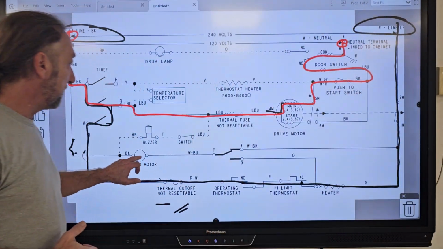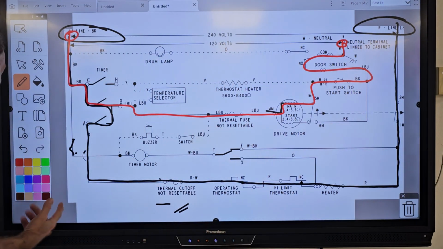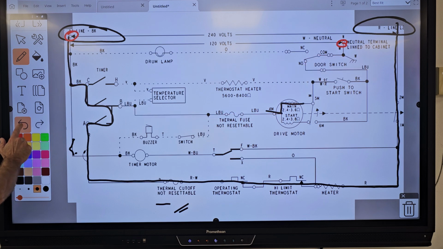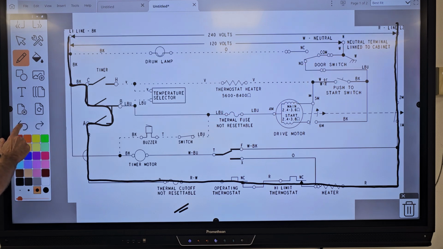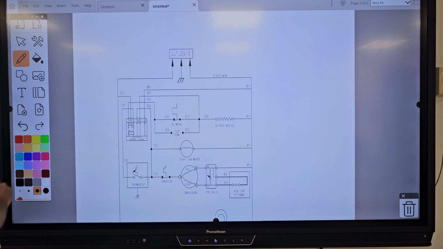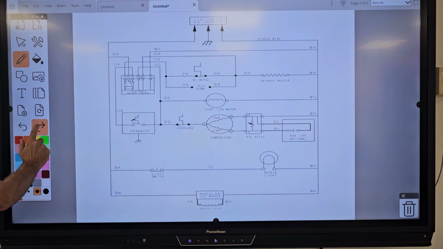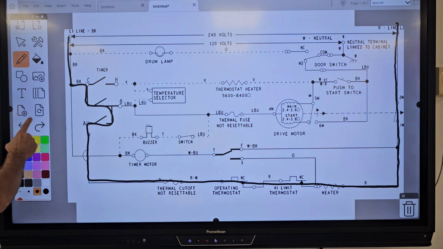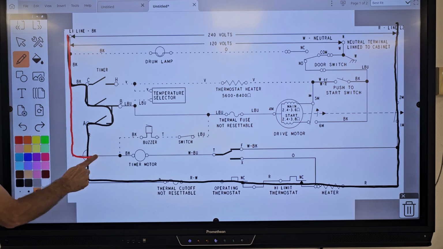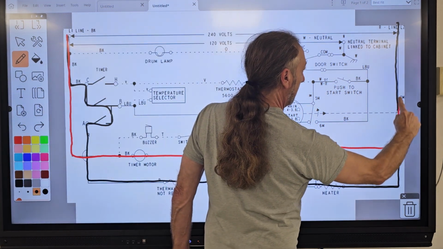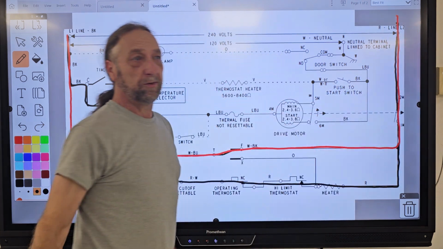So if the timer's working, and I'm going to clear this up just for a second here. Where's my erase tool? I don't know where my erase tool is here on this one. They keep messing up. Oh, jeez, I went too far back. One second, sorry. Okay, so here, the timer motor goes here. And if it ends the cycle, what does that mean?